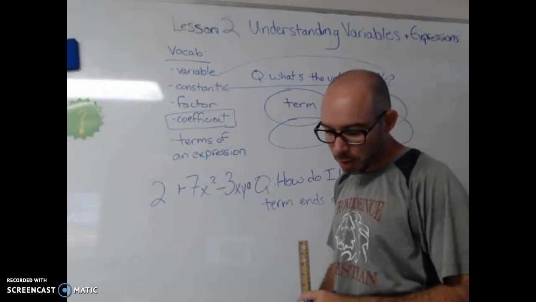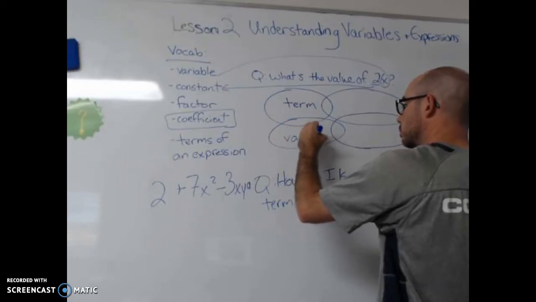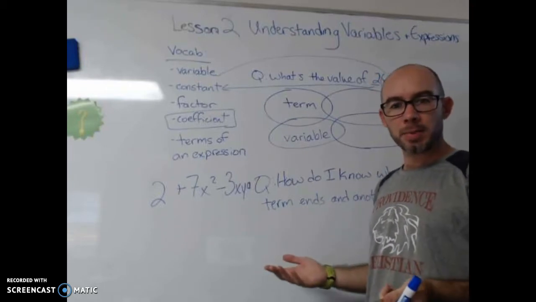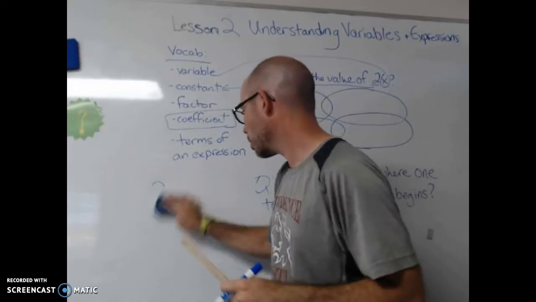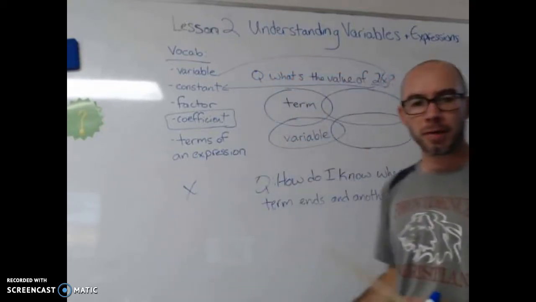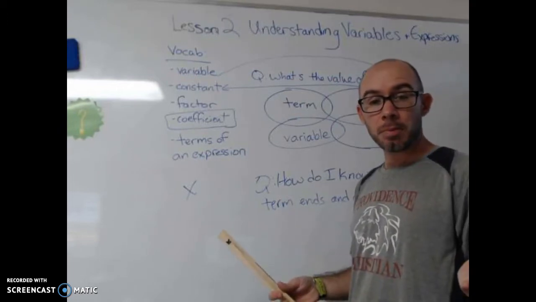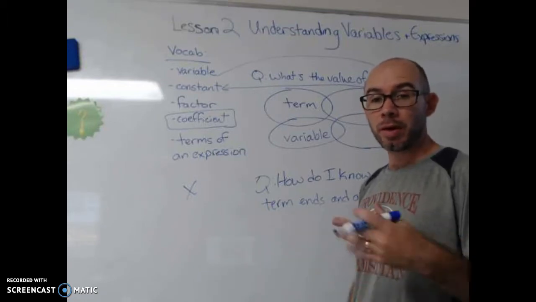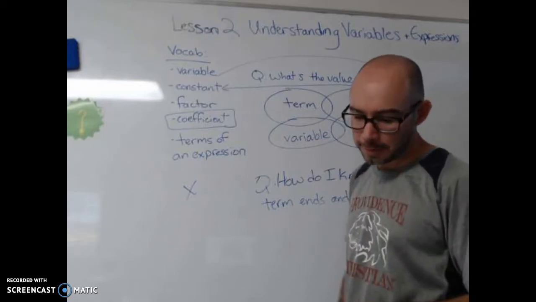Okay, now we also use the word variable. And a variable very possibly could be sitting all by itself, like just the letter X, and be a term, okay? It could be all by itself and be a term. Or it could be with other things and be part of one of those. So variable and term have some overlap, but some places where they might be different.